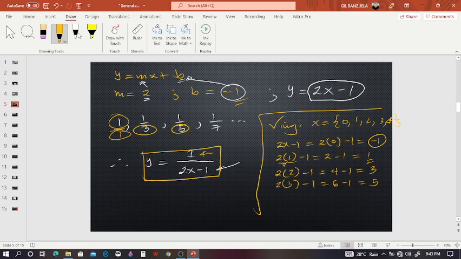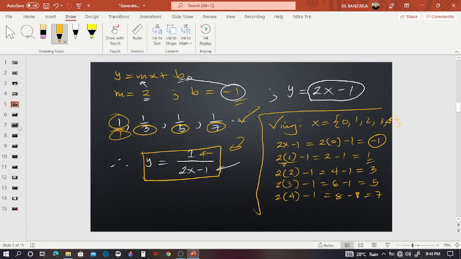And that is the third denominator. Then finally, 2 times 4 minus 1. So 2 times 4 is equal to 8, then minus 1, which is equal to 7. And that would be the fourth denominator. Therefore, we can say that this sequence is under the rule of y equals 1 over 2x minus 1. I hope naintindihan natin yan, guys. Ganun lang siya kadali at ganun lang siya kasimple.